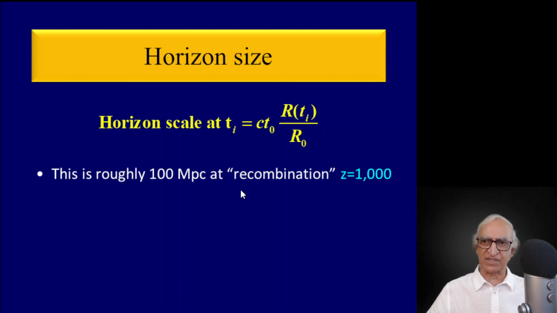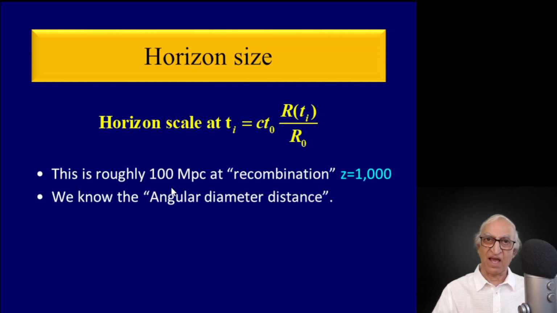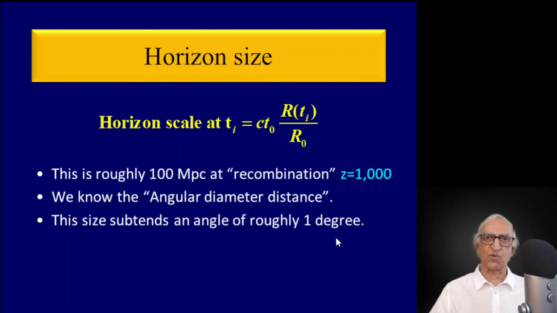Now, at the time of the last scattering, or the time of the recombination, when the redshift of the universe was 1,000, this horizon scale was roughly 100 megaparsecs. In other words, the size of the causally connected region, the distance over which you could have communicated in 300,000 years, which was the age of the universe at that time, was roughly 100 megaparsecs. And we know how far in distance a redshift of 1,000 corresponds to. So if I divide that 100 megaparsecs by that distance, I get an angular size, which is roughly 1 degree. So what I'm saying is that the causal horizon at the time of last scattering subtends an angle in the sky, which is roughly 1 degree.